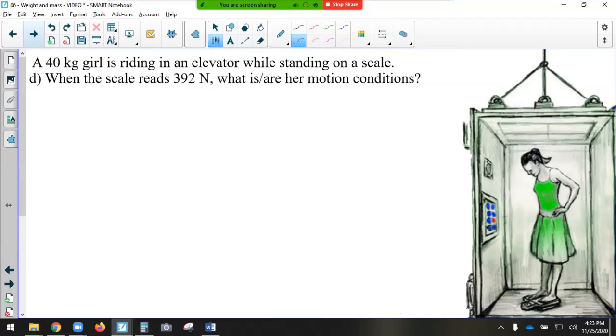Part D says, a 40 kilogram girl is riding on the elevator, standing on a scale. When the scale reads 392 newtons, what is or are her motion conditions? So I'm going to draw one final free body diagram.